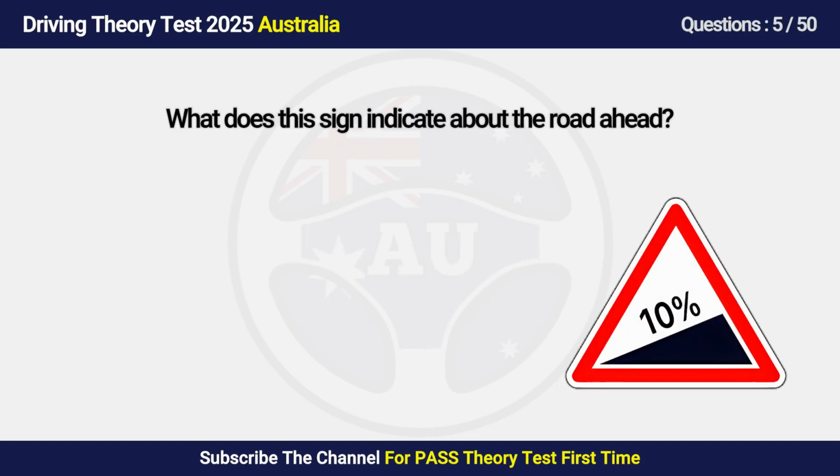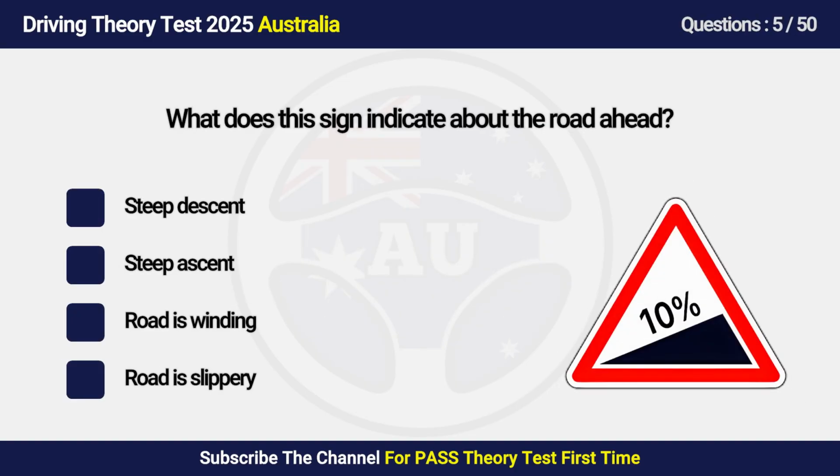Question 5. What does this sign indicate about the road ahead? A. Steep descent. B. Steep ascent. C. Road is winding. D. Road is slippery.